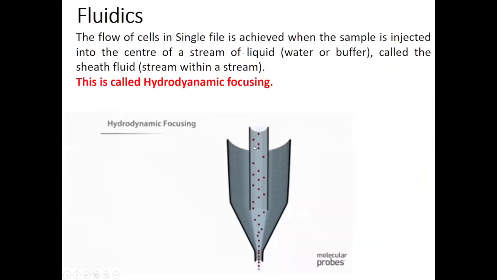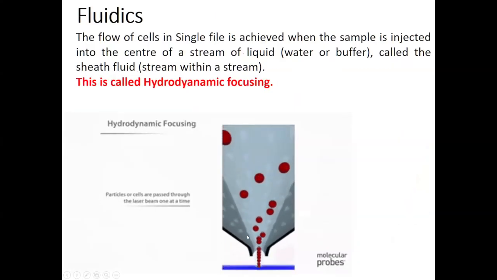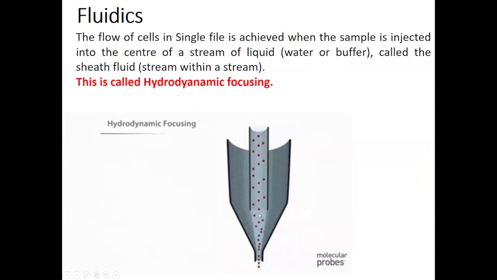So this is what happens. I'm just showing this animation. So here the cells are random. As they come down, because of this funneling effect, they are made to pass in a single file pattern.